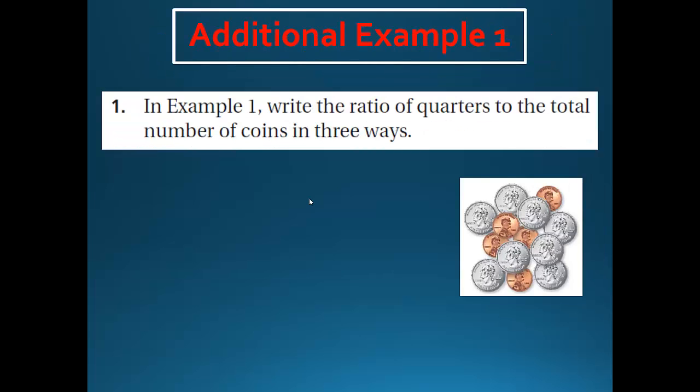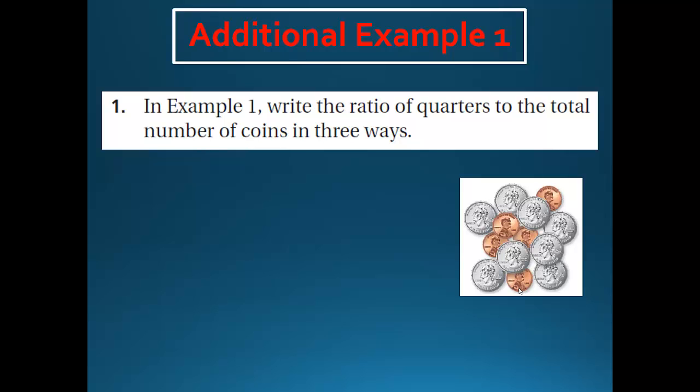Now we have an additional example. You can pause the video and try it on your own, or you may follow along. In example 1, write the ratio of quarters to the total number of coins in 3 ways. Again, we have our picture, and the number of quarters is 1, 2, 3, 4, 5, 6, 7, 8. So we have 8 quarters, and we have 1, 2, 3, 4, 5 pennies. If there's 8 quarters and 5 pennies, there's a total number of 13 coins.